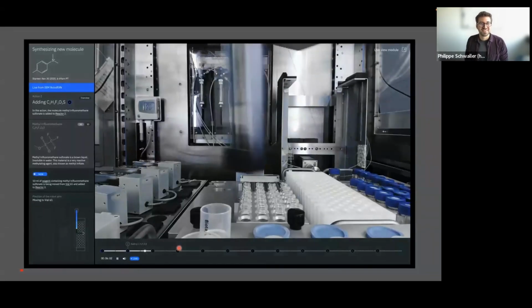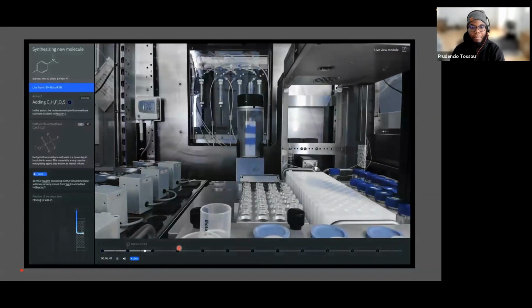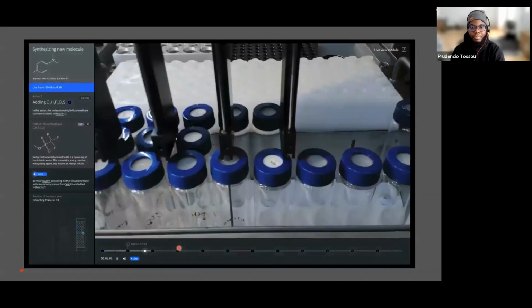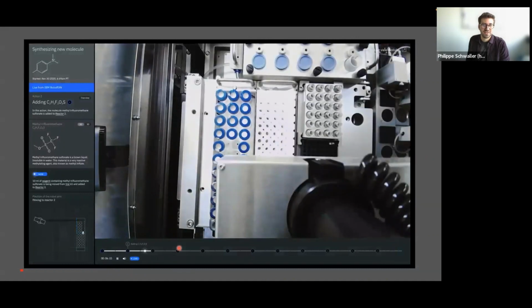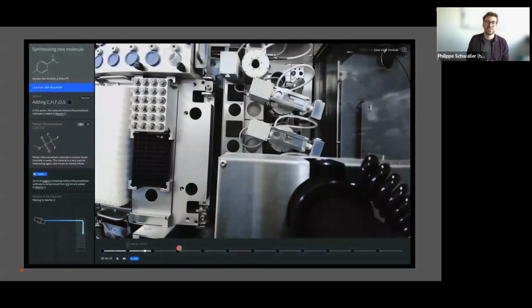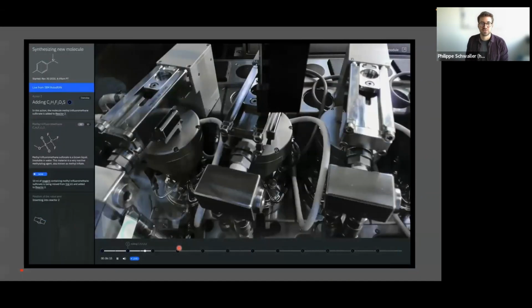Here we have this RoboRXN platform in action for the synthesis of a photoacid generator. This was predicted by the retrosynthesis tool that I had described to you.